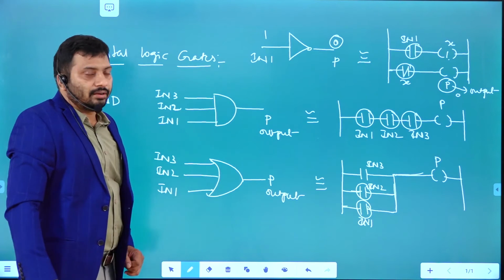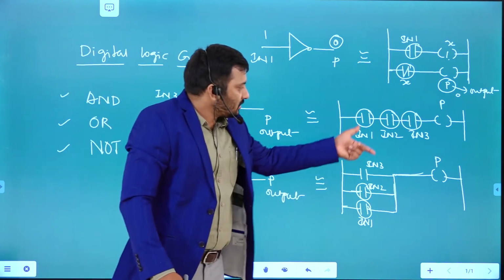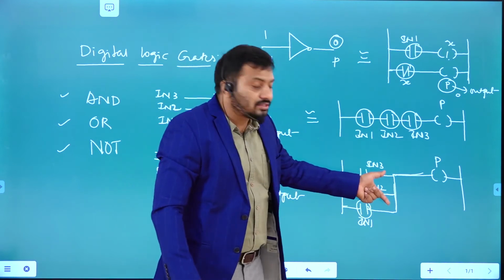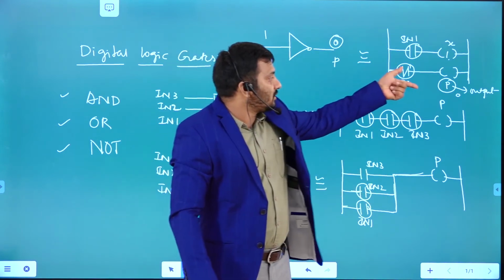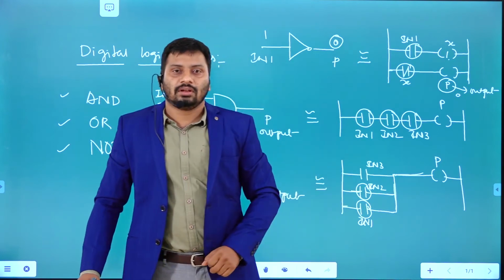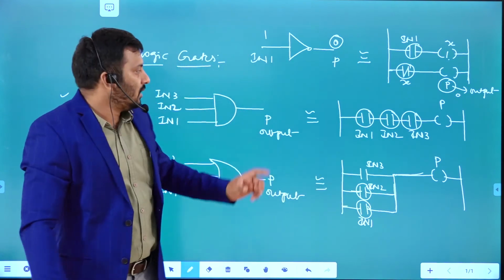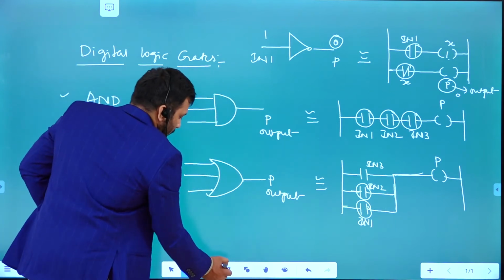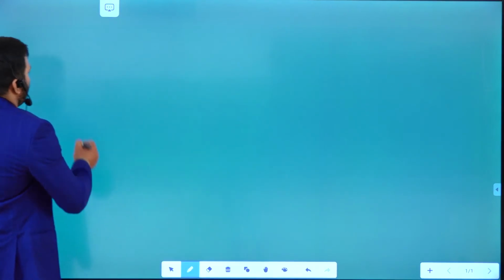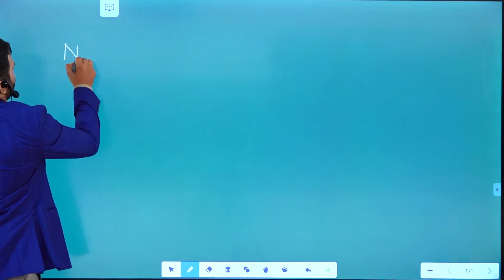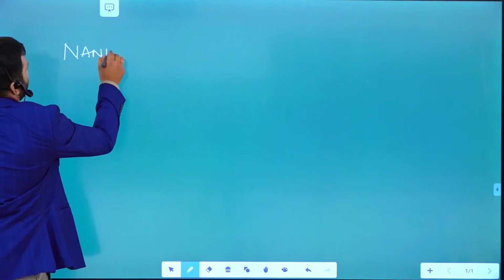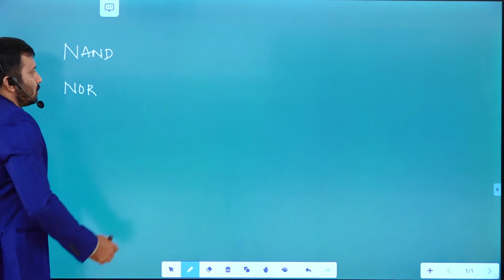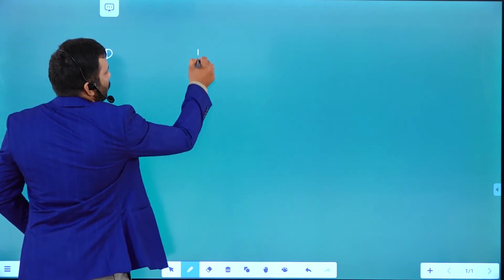Like that, this is the equivalent circuit of the OR gate, right? You can see here, this is the basic logic rung for the AND gate. This is the basic logic rung for the OR gate. This one is the basic rung for the NOT gate. So now, for the NAND gate and NOR gate, what is the way the NAND gate is going to be adjusted?